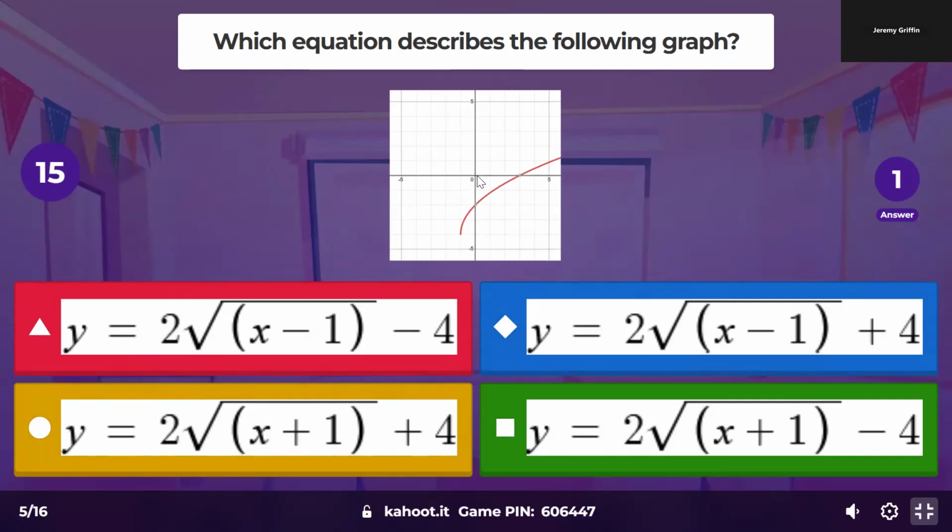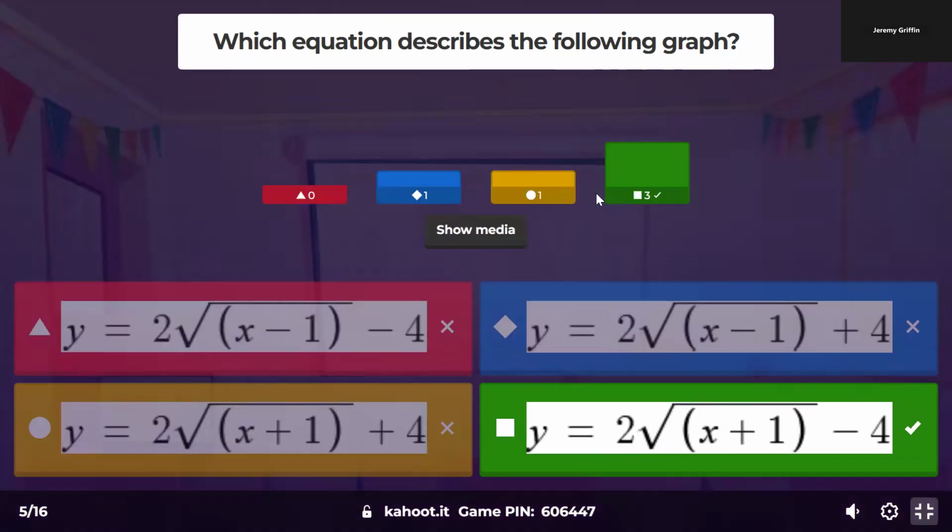Guys, doesn't the square root of x start at 0, 0? This has been shifted left 1, down 4. Guys, how do you go left 1, down 4? Plus 1, minus 4. Which one is left 1, down 4? Yeah, it's that one right there. Here's left 1, and here's down 4.